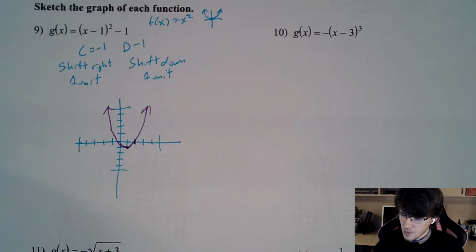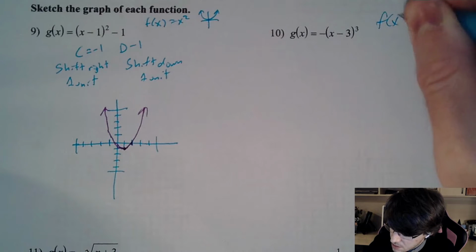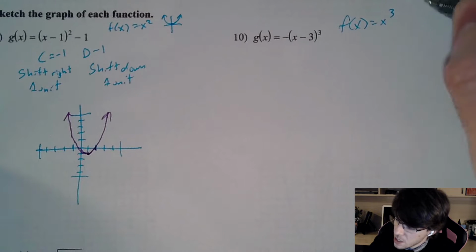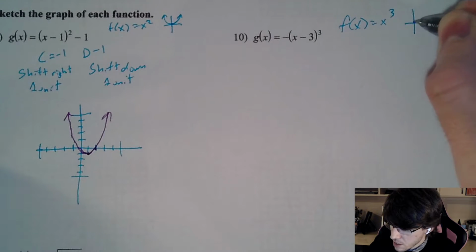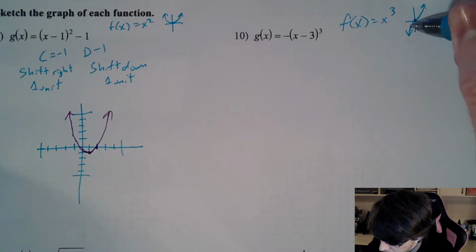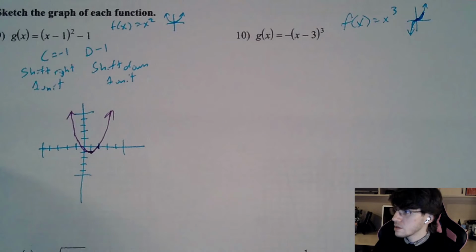Here we go. Same exact process for number 10. The first thing to do is recognize what it is. We have that cube right there, so f of x is going to be equal to x cubed. That's the parent function, or the mother function. If you look at your notes, you see the original graph looks like a little S-looking thing, maybe a bit more flat in the middle. Whatever, the point is it's a little bit different.